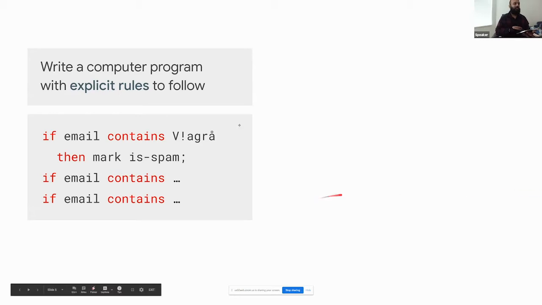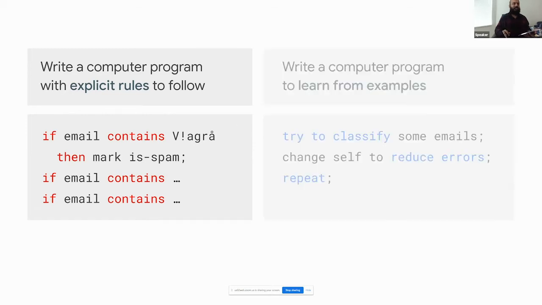What is an alternative and better approach? If you think out of the box, the alternative is to classify some emails and adjust, trying to reduce the errors when we classify. We keep repeating that until the error rate is within a limit which is acceptable to actually use. This is how we think in machine learning language, the mindset of an ML developer, and this is how traditional programming differs from machine learning.